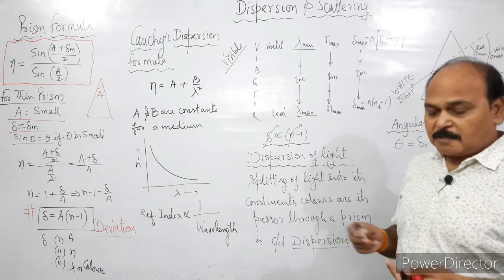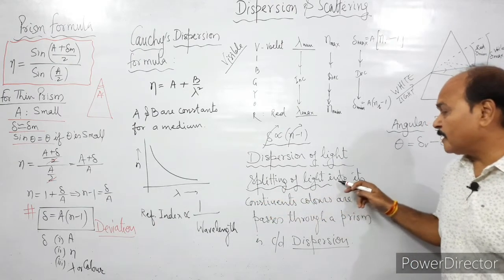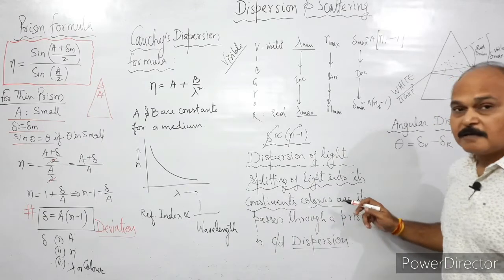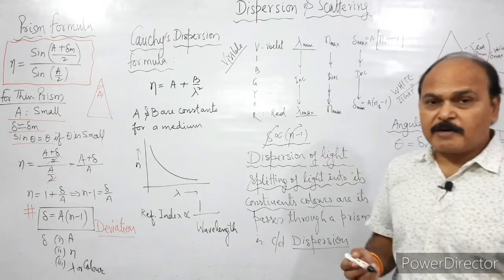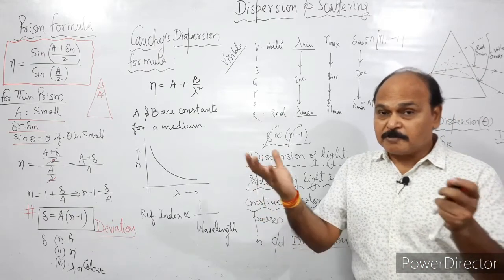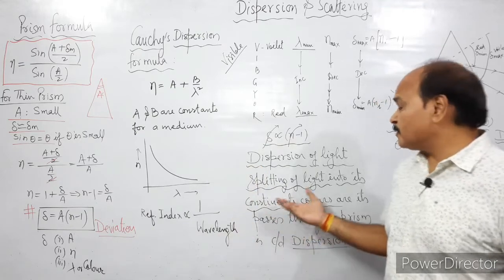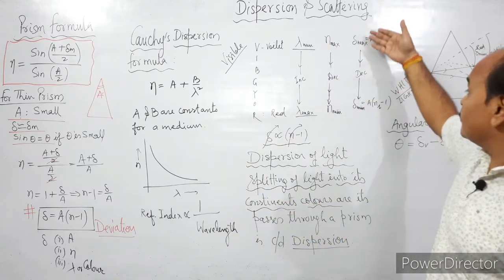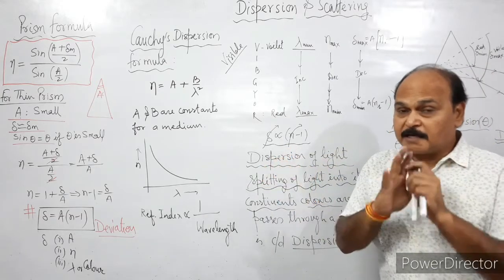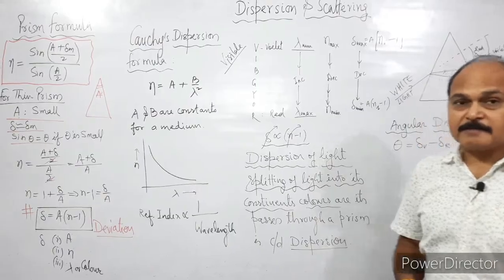What is dispersion? Dispersion is nothing but splitting of light into its constituent colors as it passes through the prism. So why do different colors of the light passing through the prism come out separately? They come out separately simply because they all undergo different deviations. And when they all undergo different deviations, they come out separately. And this is what is called dispersion of light.